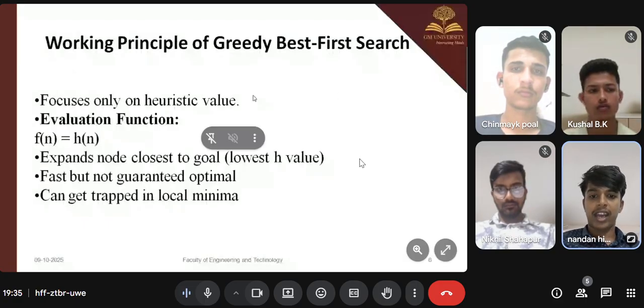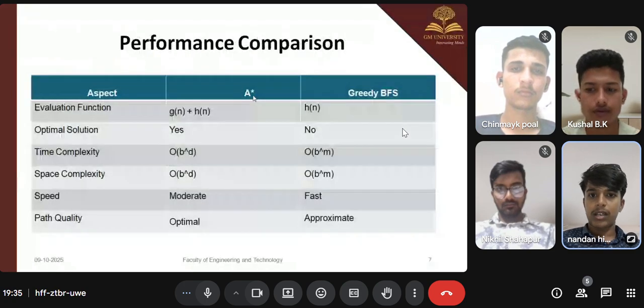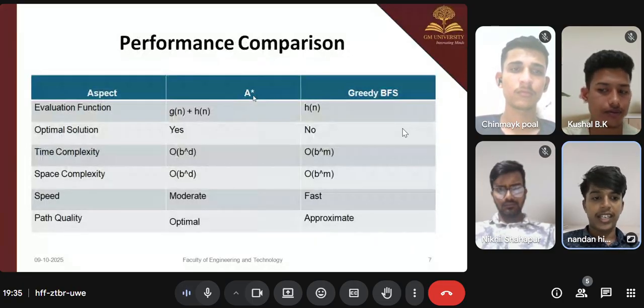In the next slide, we have the performance comparison. This will be explained by my friend Nikhil.